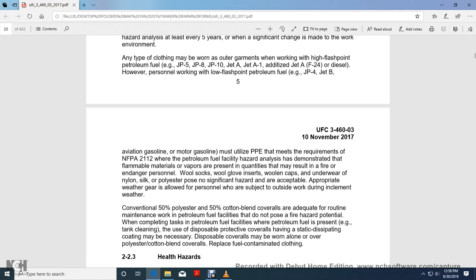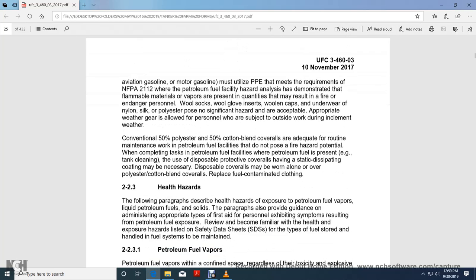Endangered wood and personnel, wool socks, wool glove inserts, wool caps, and underwear with nylon socks, polyester, pose no significant hazards and are acceptable or appropriate. Weather gear is allowed for persons who work outside during inclement weather. Conventional 50% polyester, 50% cotton overalls are adequate for routine maintenance of petroleum fuels. They do not pose a fire hazard potential for completing tasks in a petroleum fuel facility.